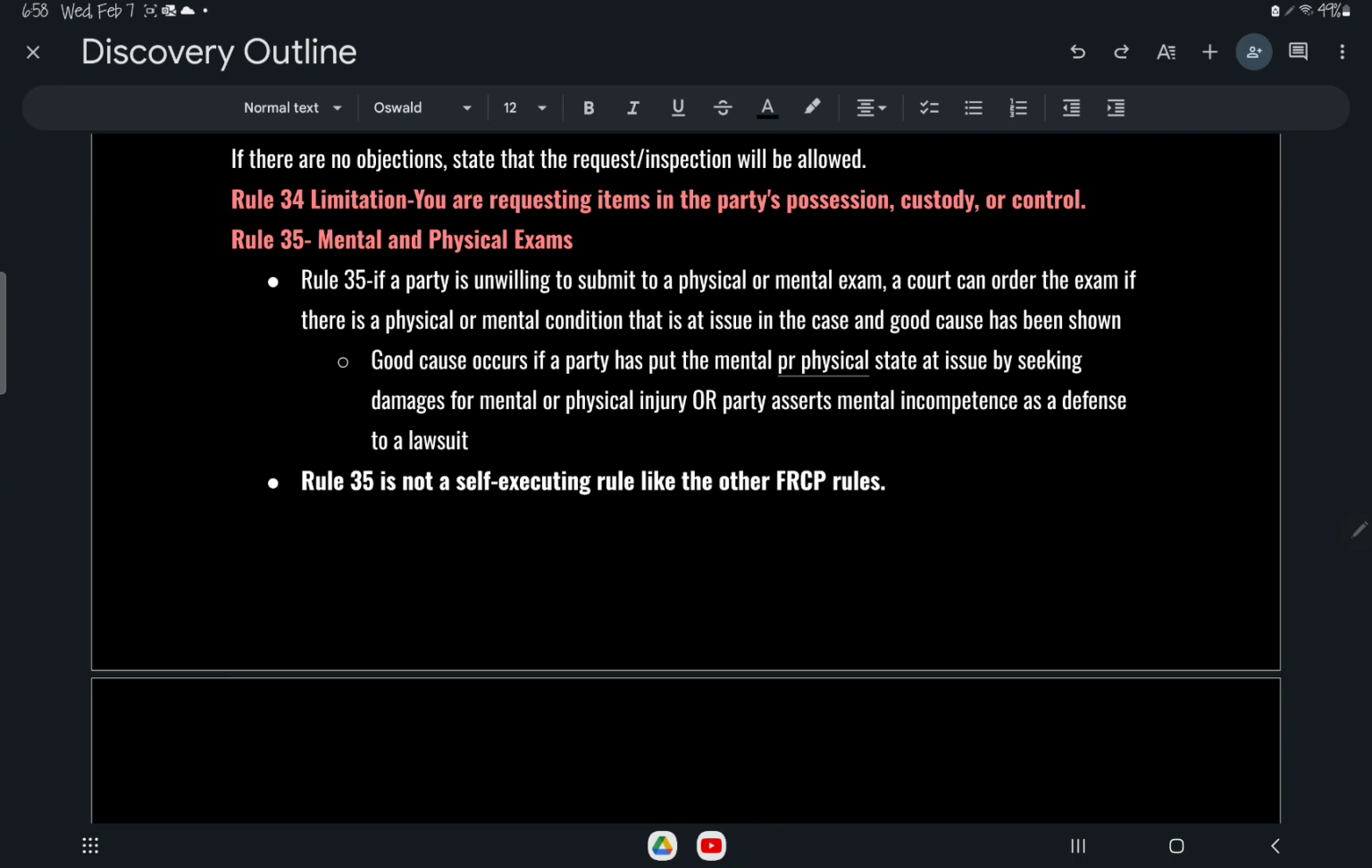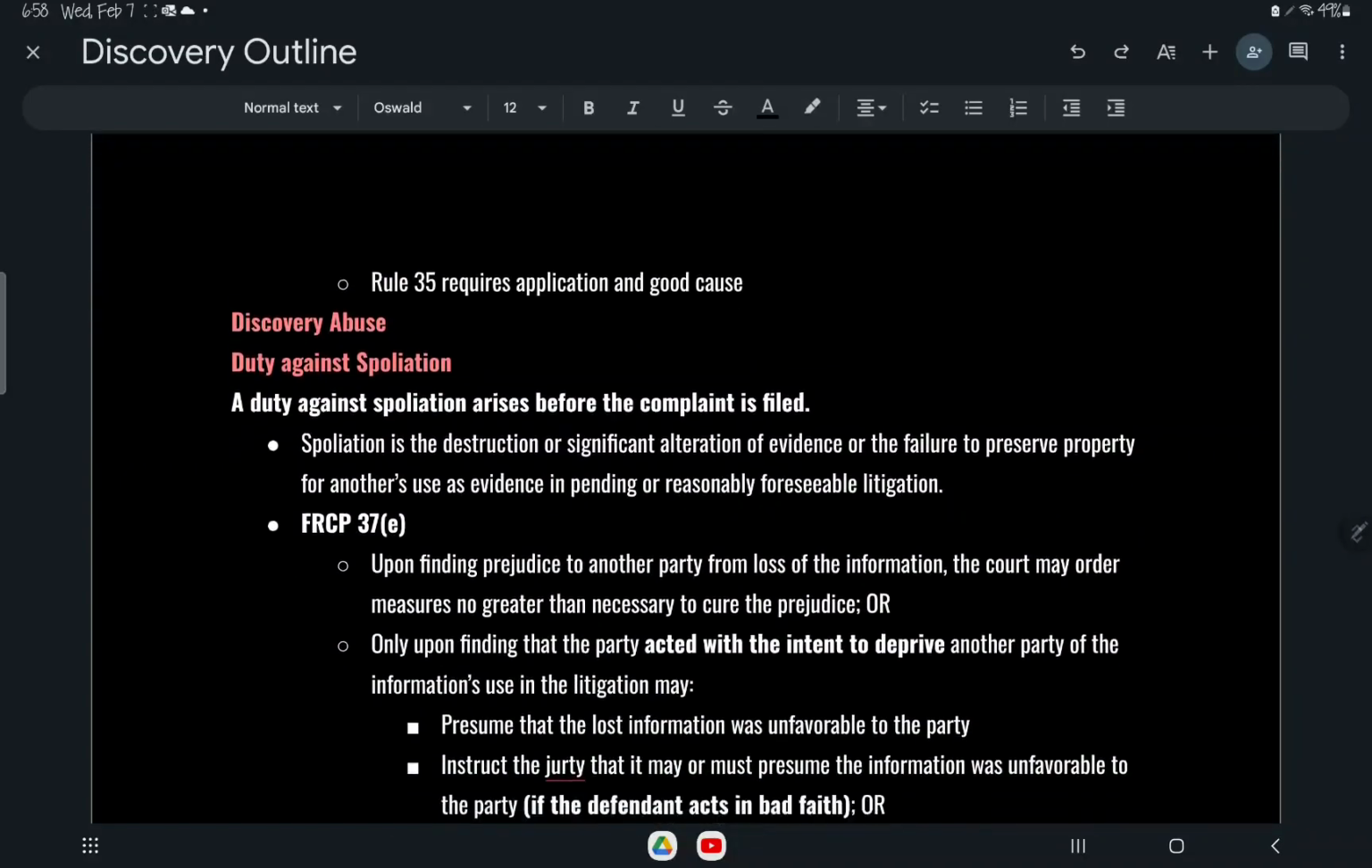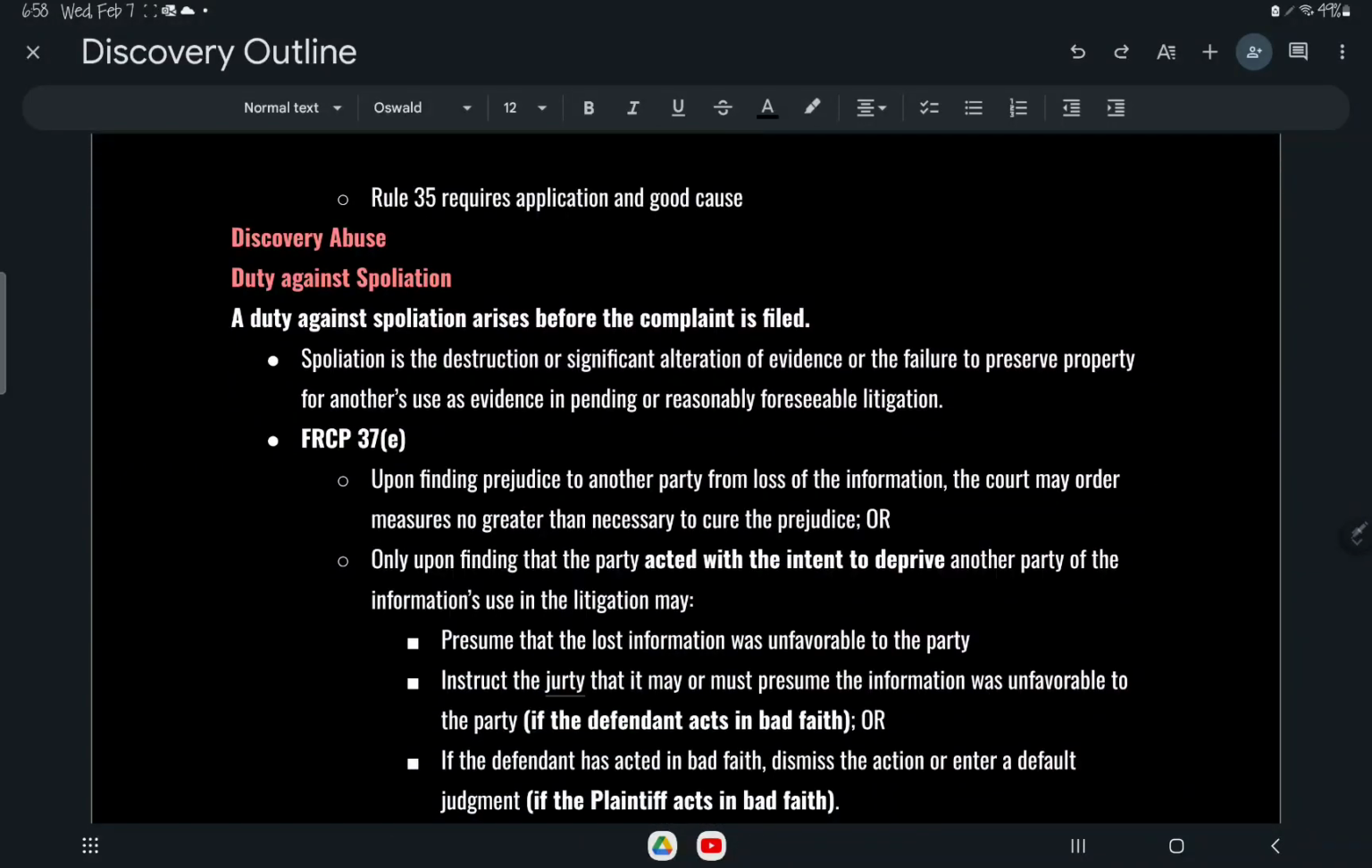exam if there is a physical or mental condition that is at issue in the case and good cause has been shown. Good cause occurs if a party has put the mental or physical state at issue by seeking damages for mental or physical injury, or the party asserts mental incompetence as a defense to a lawsuit. This Rule 35 is not a self-executing rule like other FRCP rules. Rule 35 requires application and good cause.